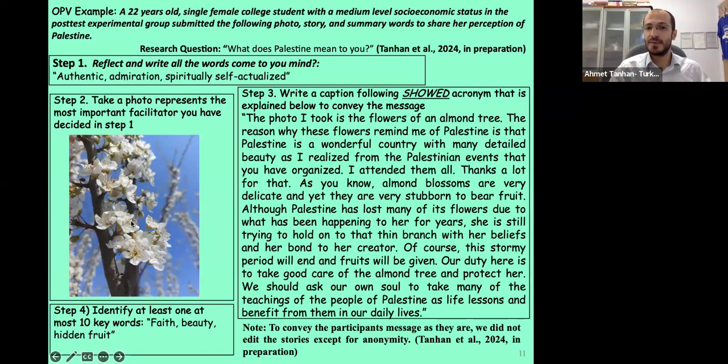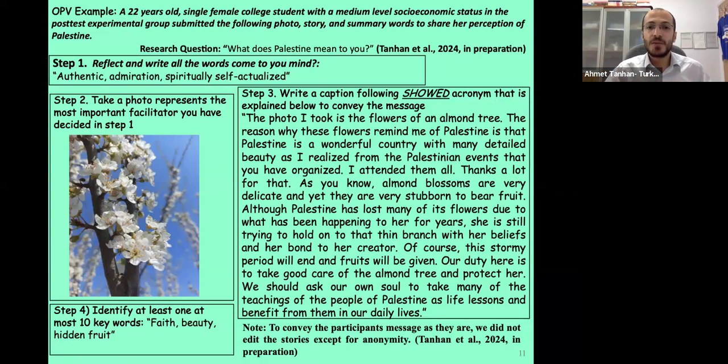So she took this photo. You can see a beautiful photo. And then we say step three, write a caption following SHORT acronym. A few slides later, I'm going to share SHORT acronym, because SHORT acronym has 6 critical sentences. So the person, a 22 years old single female college student, took SHORT acronym and wrote her story.